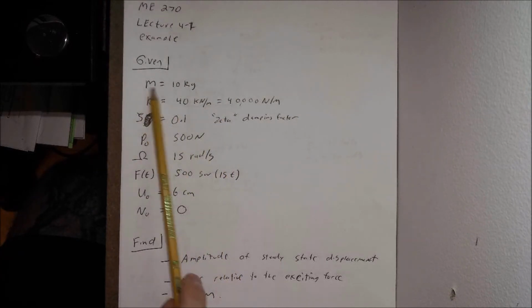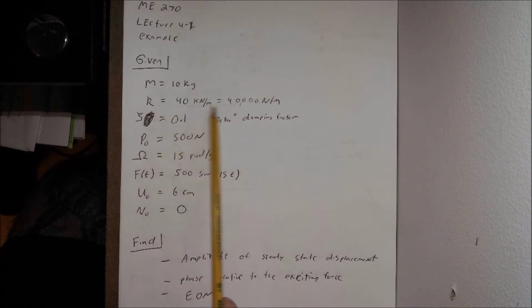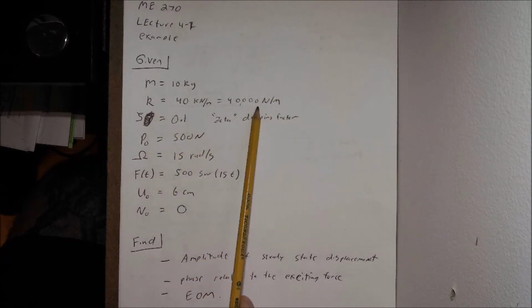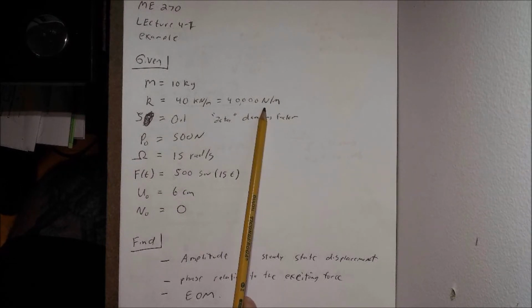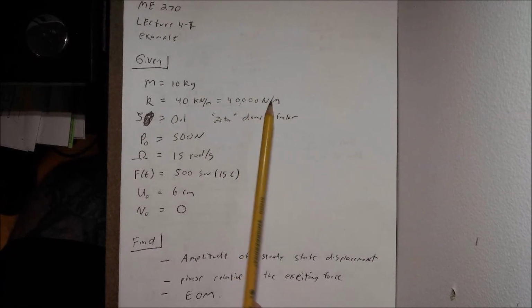So we knew our mass was 10 kilograms. Our spring constant was given to us as 40 kilonewtons per meter. So I'm instantly right here going to convert to newtons per meter. That's typically what I use. I don't have to worry about doing that as I'm going through the solution of the problem. I can just quickly reference back to the setup page and pull it right from here.